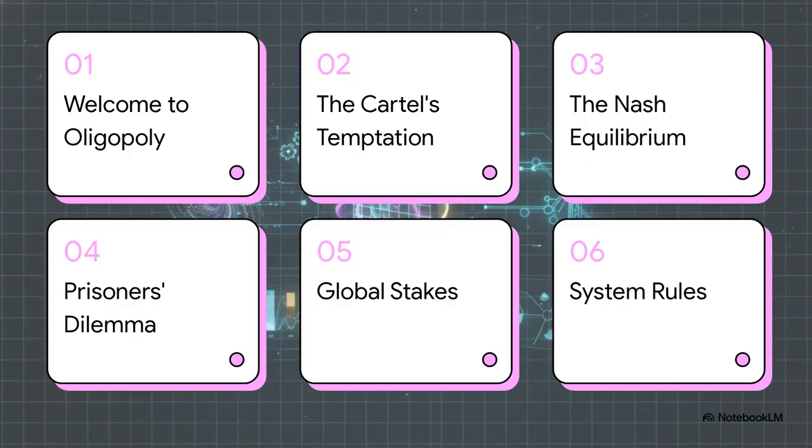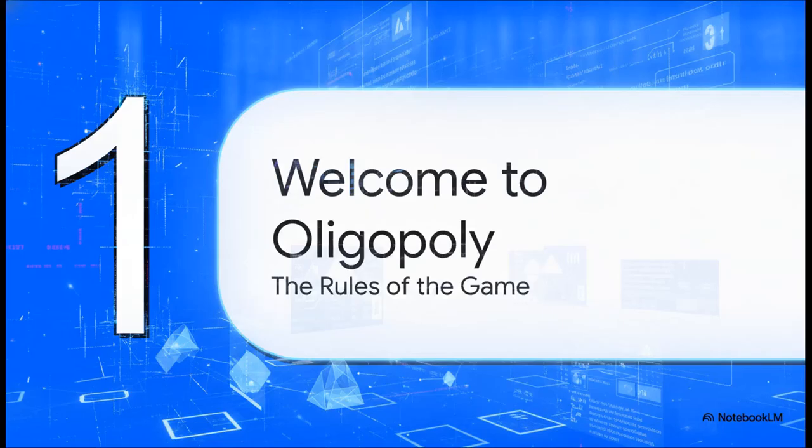Consider this our system boot-up sequence. Here's our agenda for today. 1. Welcome to the oligopoly. 2. The cartel's temptation. 3. The Nash equilibrium. 4. The prisoner's dilemma. 5. Global stakes. And finally, 6. System rules. Starting with Section 1, Welcome to the Oligopoly, the rules of the game.